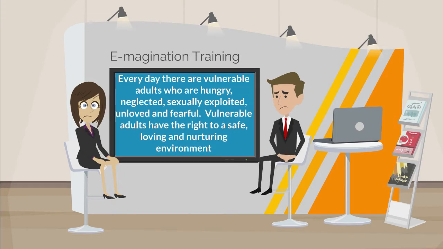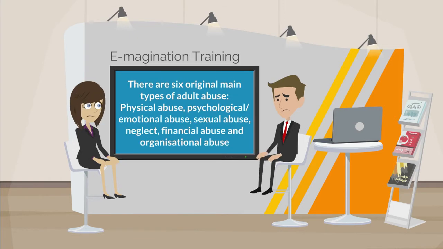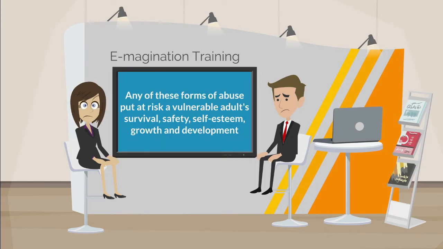Every day, there are vulnerable adults who are hungry, neglected, sexually exploited, unloved, and fearful. Vulnerable adults have the right to a safe, loving, and nurturing environment. There are 6 original main types of adult abuse, namely physical abuse, psychological or emotional abuse, sexual abuse, neglect, financial abuse, and organisational abuse. Any of these forms of abuse put at risk a vulnerable adult's survival, safety, self-esteem, growth and development.